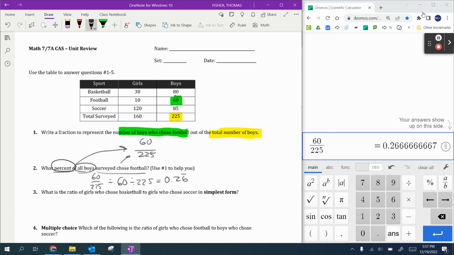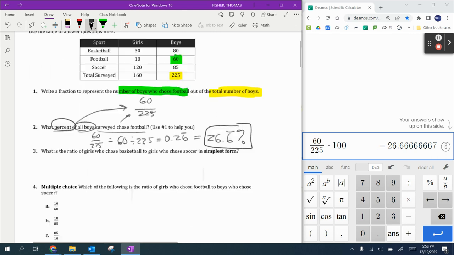So what I do next is I do this number times 100 to get it into a percent, because that way I just see it. So this is equal to 26.6 repeating percent. It's about 27%, but that's a little bit inaccurate. 26.6 repeating is the most accurate way to write this answer, and we love accuracy in math. So that would be our answer for that one.